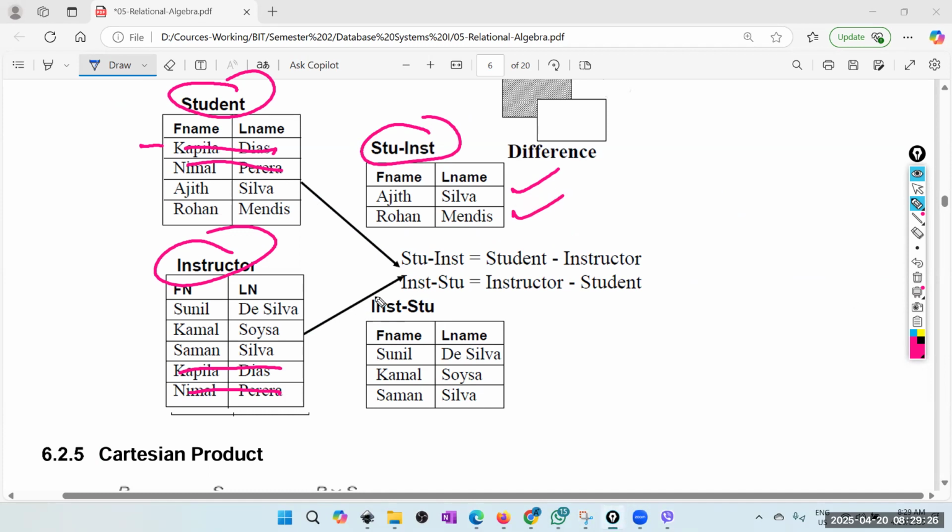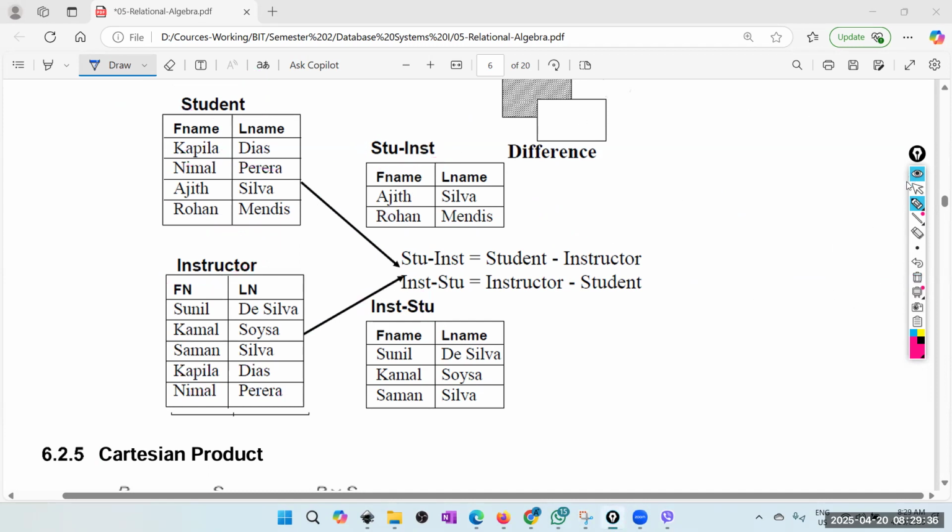So then what about the instructor, who must be an instructor but not a student? This is student but not an instructor. So then you need to do it the reverse way, right? Reverse way.